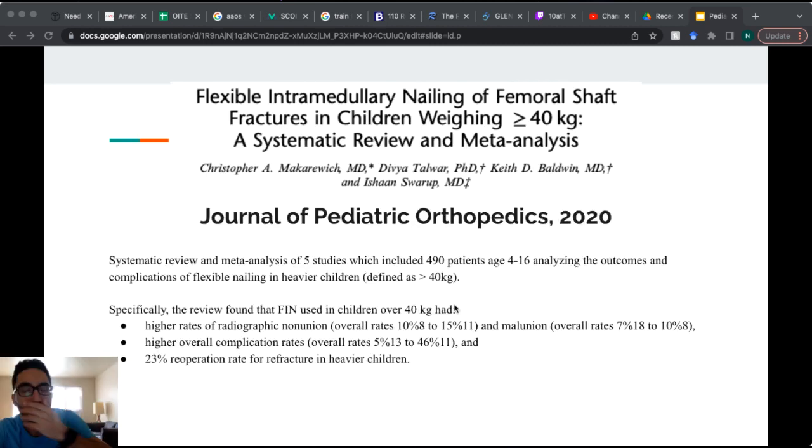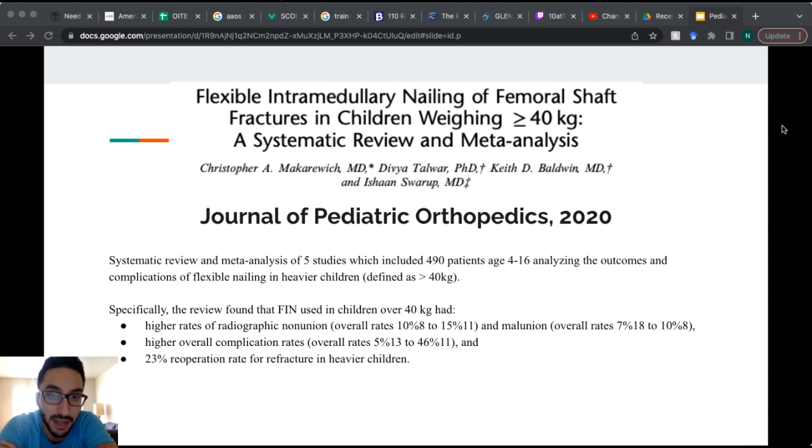So something I just wanted to briefly mention is this paper, published in the Journal of Pediatric Orthopaedics in 2020. It is a systematic review and meta-analysis of 5 studies, including about 500 patients ages 4 to 16 years old, and they analyzed the outcomes and complications of flexible nailing in heavier kids, which they defined as greater than 40 kgs. Now remember, most of the tolerances here are at 49 kgs, your cutoff. So this paper looked at 40 kgs as heavier children.